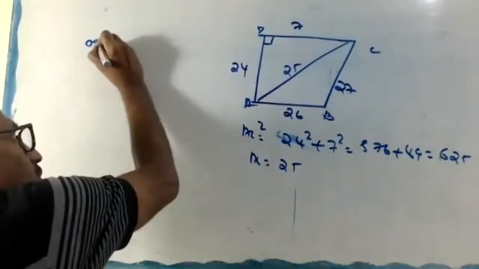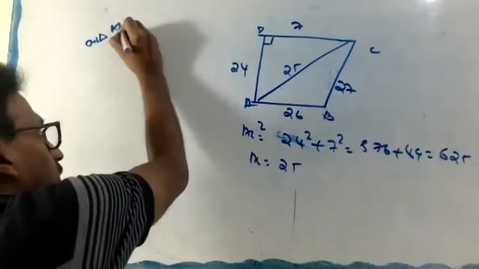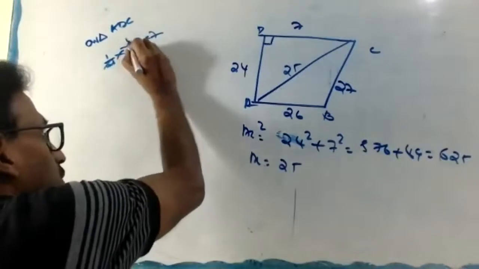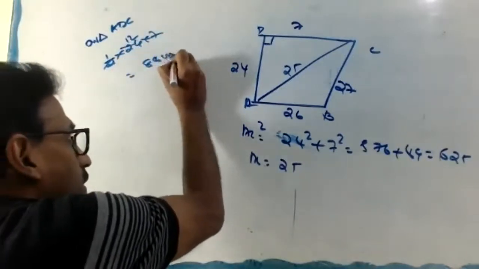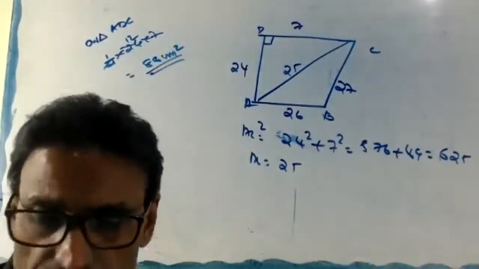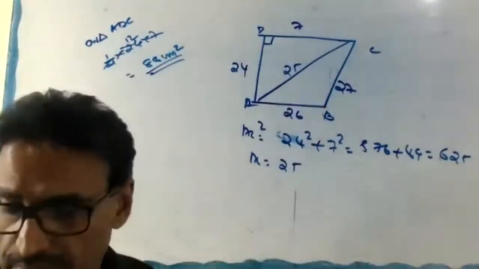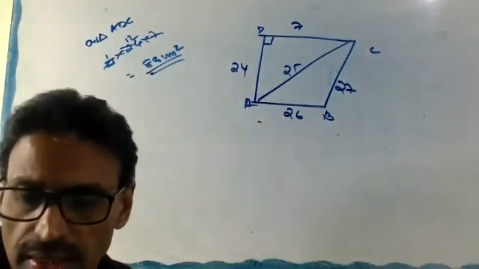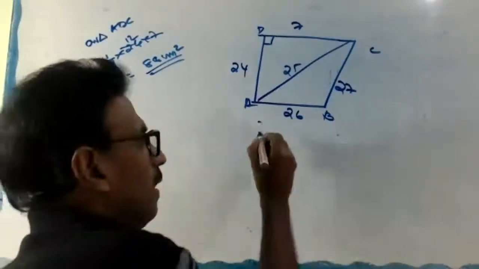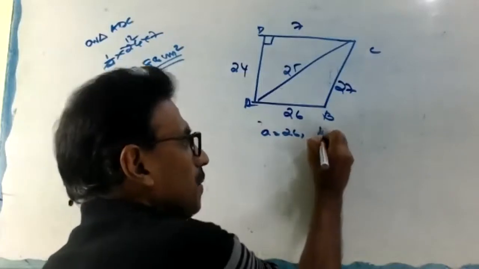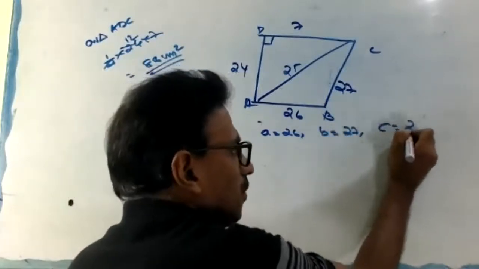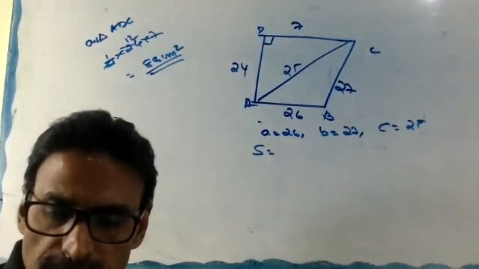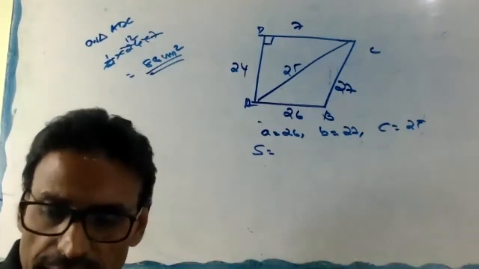Now area of triangle ADC equals half into 24 into 7, that is 12 into 7, 84 centimeter square, right? Okay. Now you find this area, the area of triangle ABC, using Heron's formula. A equals 26, B equals 27, C equals 25. What is S? How much did you get for S? 39. Okay, S is 39.